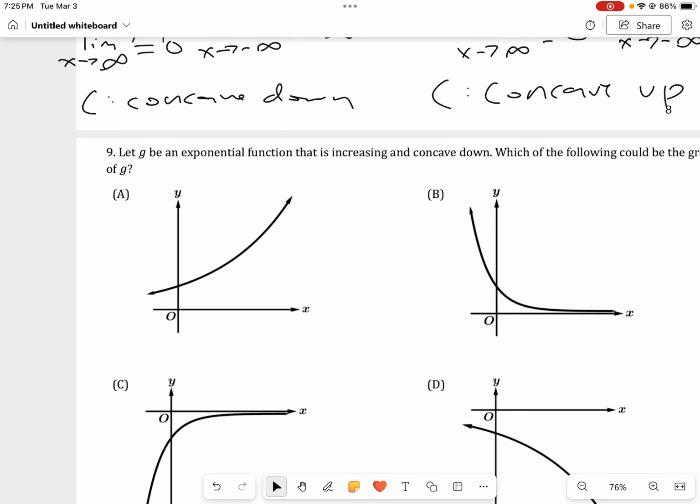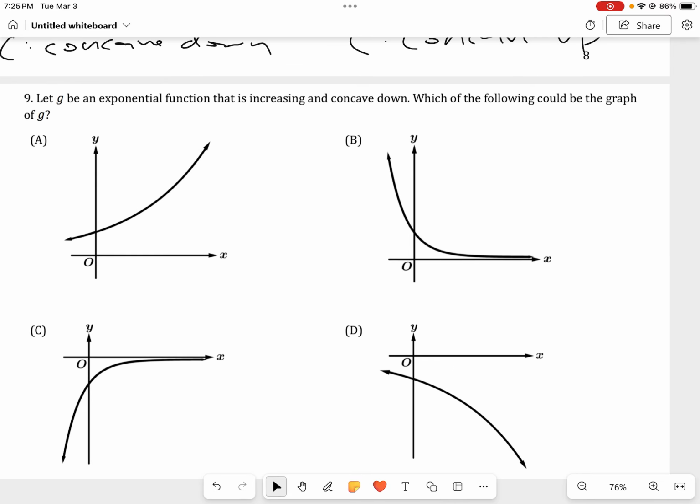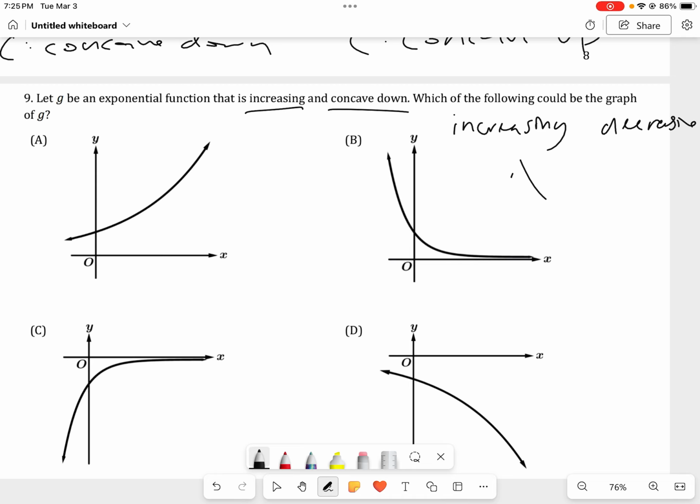So it's that. And then, increasing and concave down, which of the graphs could be this? So look, it's increasing and concave down. Well, what do we know about this? We know that for a graph to be concave down, it has to be increasing at a decreasing rate. Because then look, these two would be different, so it would be concave down.